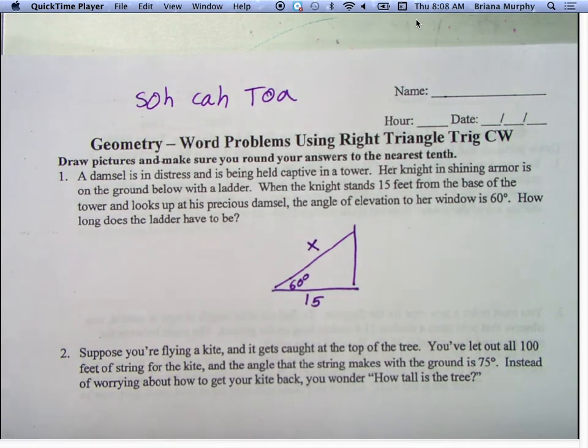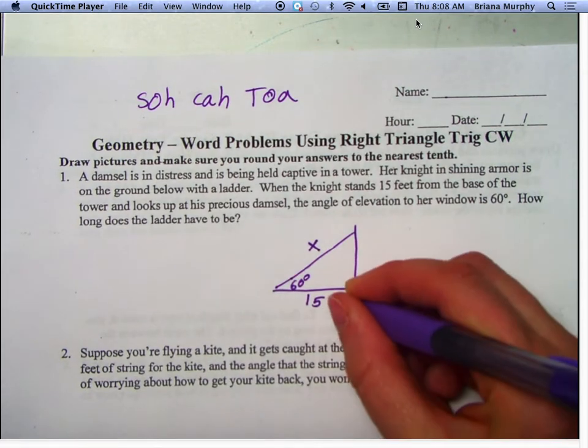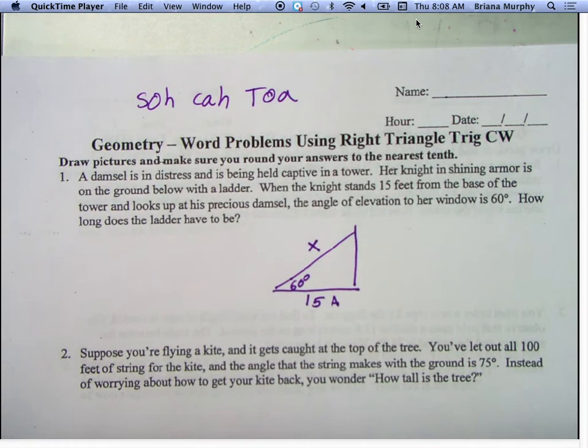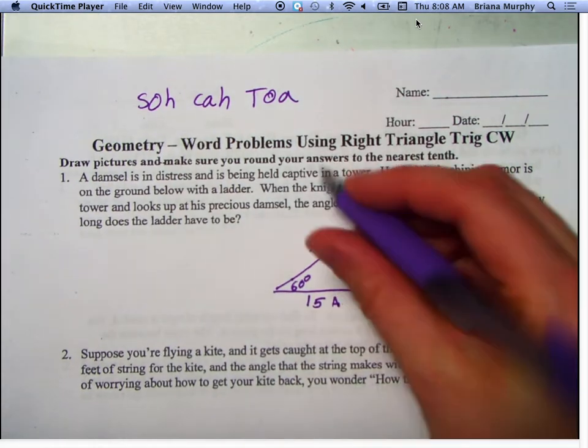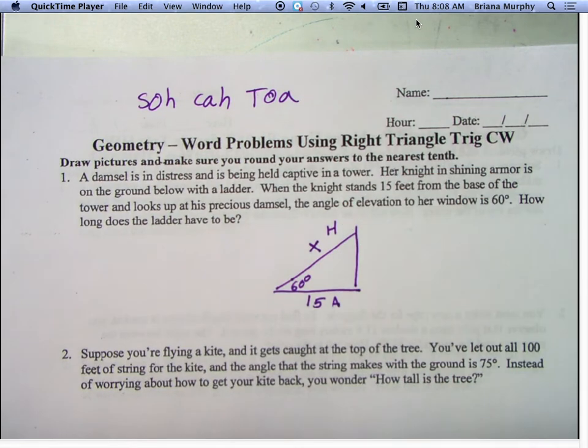Is everybody okay with how I drew my picture? Is there any confusion there? Like you thought it was for something else? No. We're okay? All right. What is 15 to 60 degrees? Opposite, adjacent, or hypotenuse? Adjacent. What is x? Opposite or hypotenuse? Hypotenuse. There you go. So that means I use which trig function?